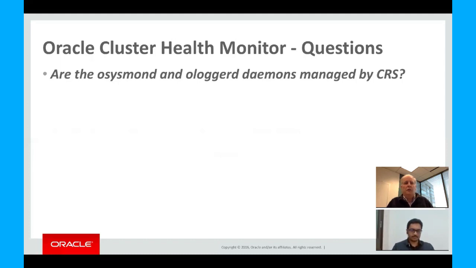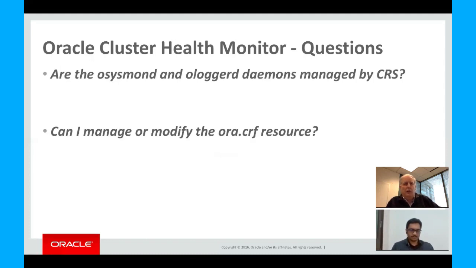Okay. So you mentioned that there is a resource, the CRF resource. Can I manage or modify it myself as a user? A user is not expected to mess with this resource. It is all self-managed. It is managed by OHASD. So the user is not expected to intervene with this resource. I see. Okay. By the way, anybody who has any questions, please just jump into the chat and post them, and we'll get to them as appropriate.